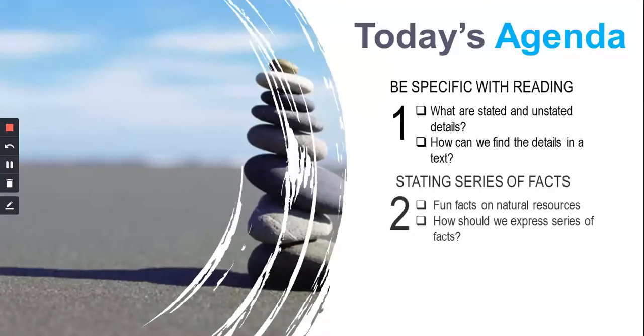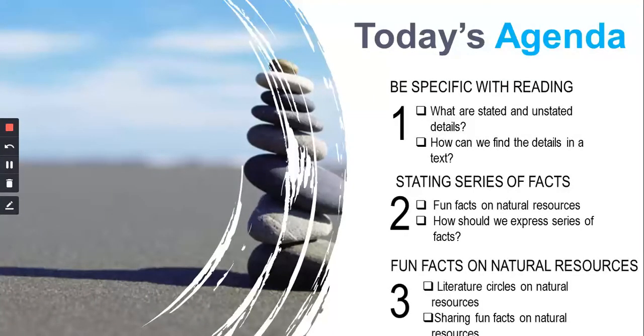Right. In today's agenda, we have three main objectives. Yang pertama nanti berkaitan dengan reading, yaitu stated dan unstated details. Kemudian kita akan coba belajar tentang how to state a series of facts atau a series of ideas and sentences. And last one, we are going to have some group discussions and also literature circles on the natural resources. So these are our main objectives of the lessons. Now let's get started.